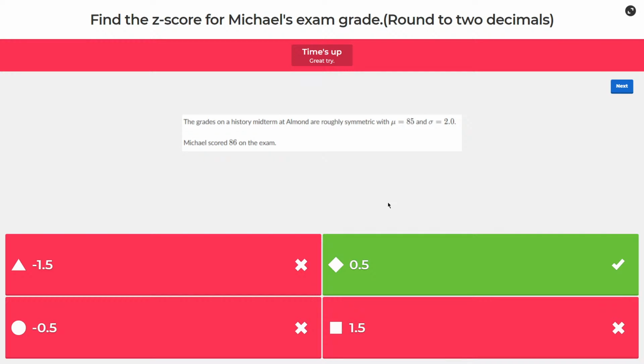So the way you would find a z-score is the value minus the mean, all divided by the standard deviation. The value we're given here is 86. So 86 minus the mean, which is 85, that's 1, and divided by 2, that would give us 0.5.